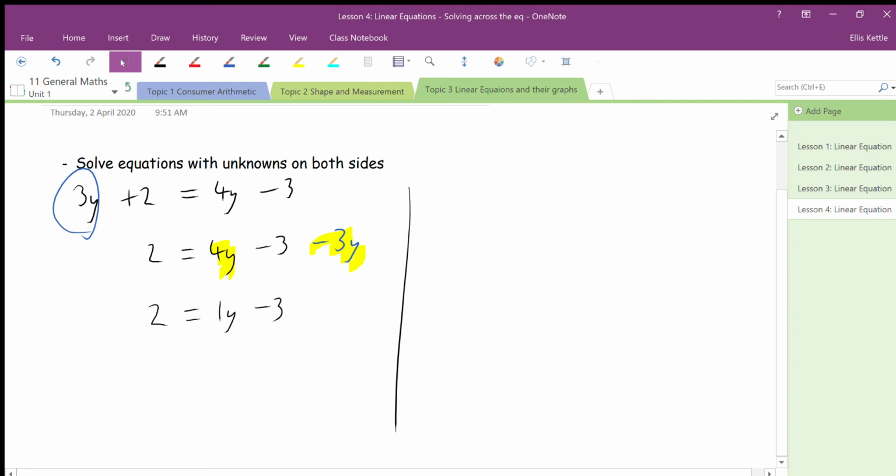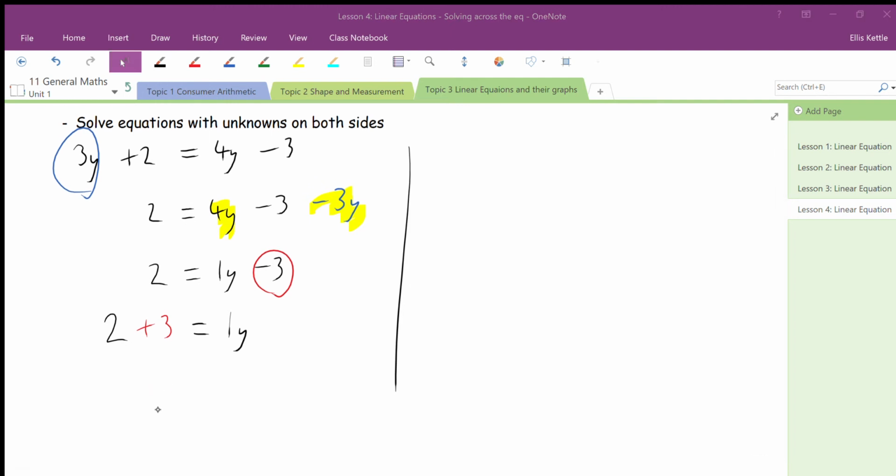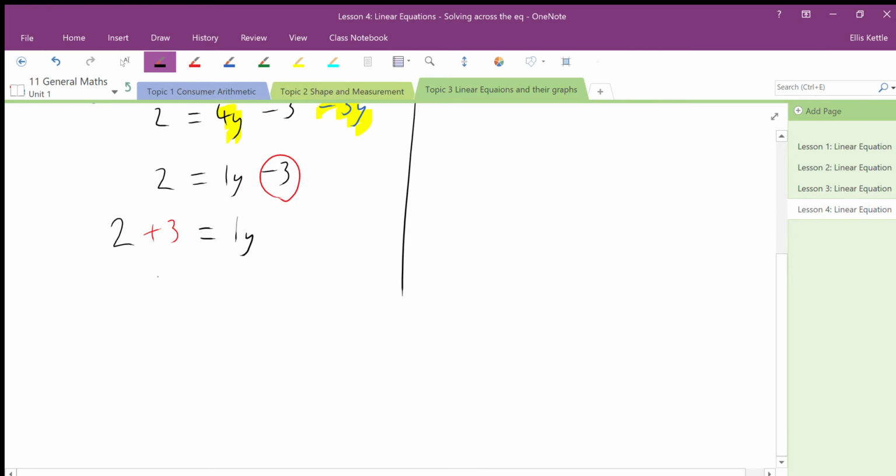But my goal's not done. Now I've got something that looks a bit better, but I'm not all the way there yet. I've got to get rid of this minus 3. What's the opposite of minus 3? That's plus 3. So 2 plus 3 gives me 5. Had 5 on the left, 1y on the right.